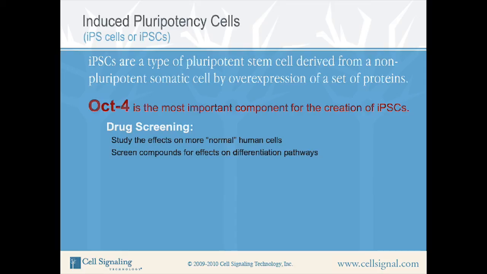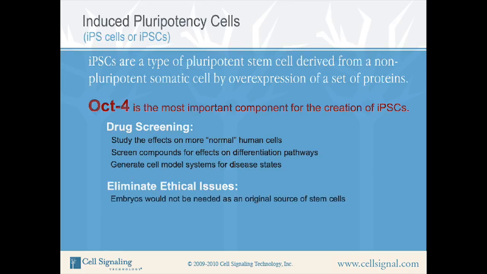iPS cells also provide the ability to generate cell model systems from patients with genetic diseases and allow scientists to follow disease progression as the iPS cells differentiate. A second use for iPS cells is that they eliminate ethical issues surrounding the use of embryonic stem cells. Human embryos would not be needed and, as a consequence, destroyed in order to obtain an original source of stem cells. And lastly, iPS cells can be used in personalized stem cell therapy.